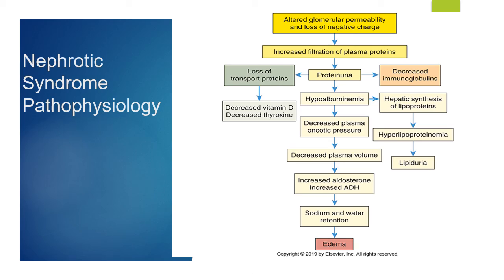The loss of albumin stimulates lipoprotein synthesis by the liver, and that causes hyperlipidemia that promotes progression of glomerular disease. So it's a vicious cycle. Also, the loss of immunoglobulins increases the patient's susceptibility to infections. And then the patient also is in a hypercoagulable state as a result of alterations in coagulation factors, fibrinolysis, and platelet function.